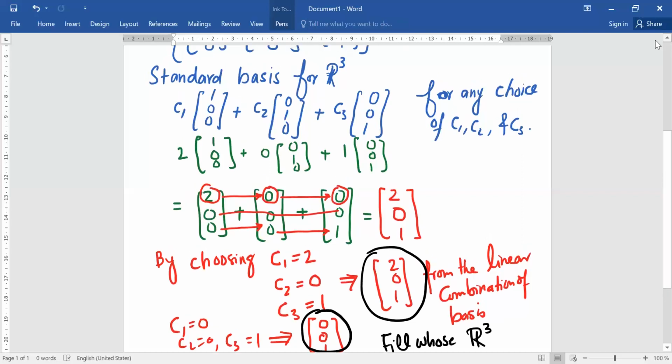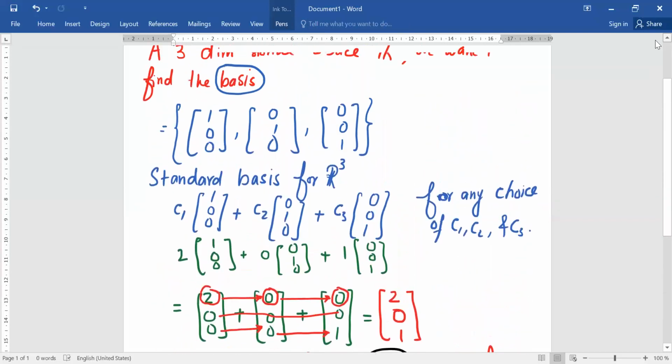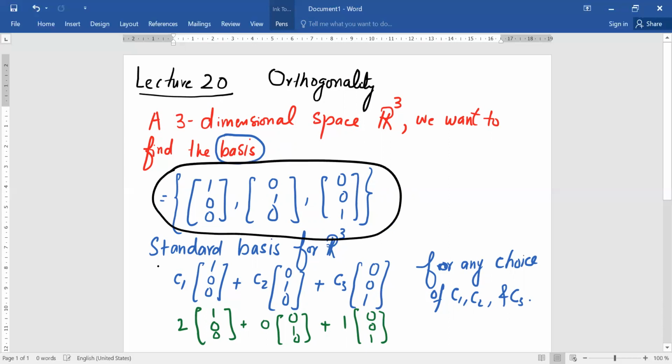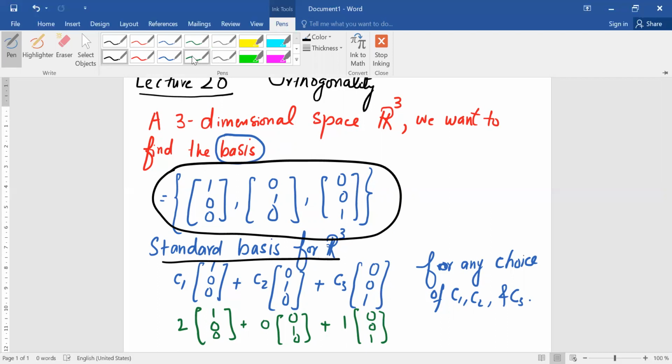Let's go back to where we started from. We said that we have a three-dimensional space and we are trying to find the basis for it. One of the bases was the one that we just saw. This is our one particular basis, which we call the standard basis. Okay, nice. But then we also learned one new idea last time, which was that these bases are not unique. We can have another basis.